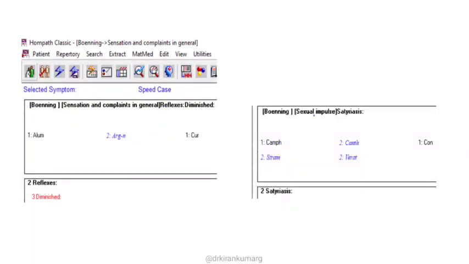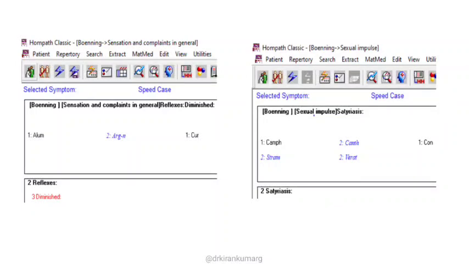Then you need to see the next rubric, that is satyriasis. Satyriasis is seen in the BBCR chapter under sexual impulse. Satyriasis is nothing but the increased sexual desire in males, whereas in females it is called nymphomania. This rubric is not there in Kent repertory as well.